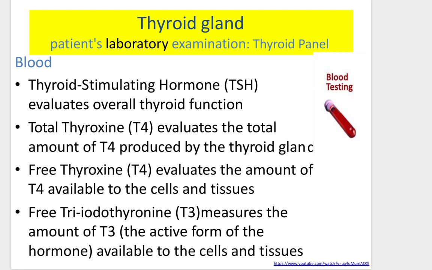Additionally to it, we can check levels of T3 and T4. Total thyroxine, or T4, evaluates the total amount of T4 produced by the thyroid gland. Free T4 evaluates the amount of T4 available to the cells and tissues. Free triiodothyronine, or T3, measures the amount of T3, the active form of the hormone, available to the cells and tissues.